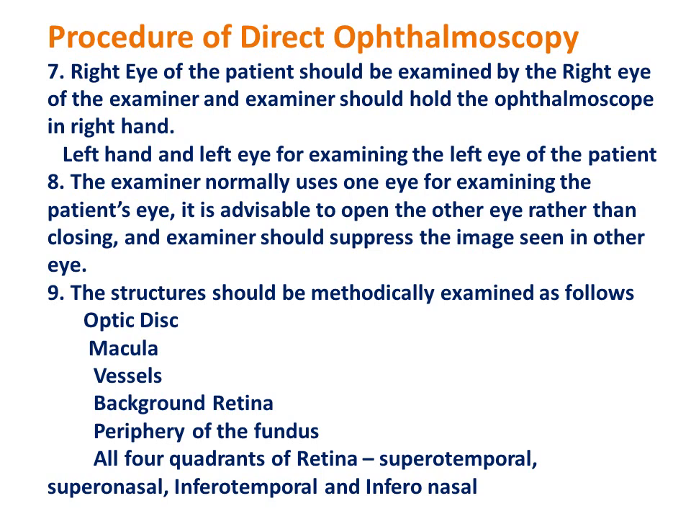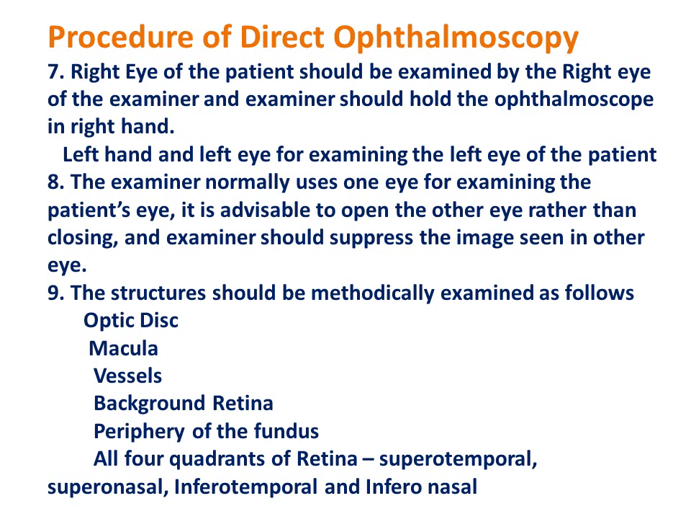The right eye of the patient should be examined by the right eye of the examiner, and the examiner should hold the ophthalmoscope in the right hand. So obviously this will tell you that for the left eye, it is the left hand and left eye of the examiner for examining the left eye of the patient.